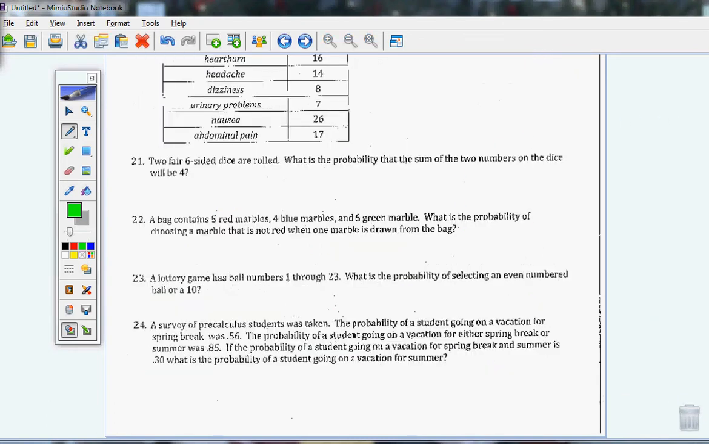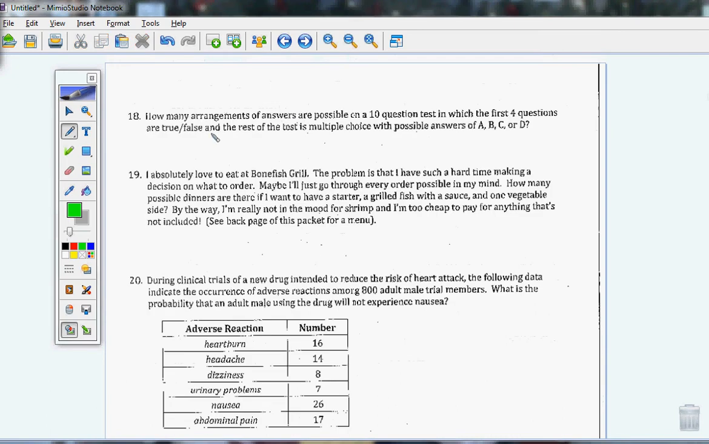All right, moving along here to the next page. How many arrangements of answers are possible on a 10-question test? The first 4 questions are true, false. So let's just tackle that right now. First 4 questions. So here's question 1, question 2, question 3, question 4.